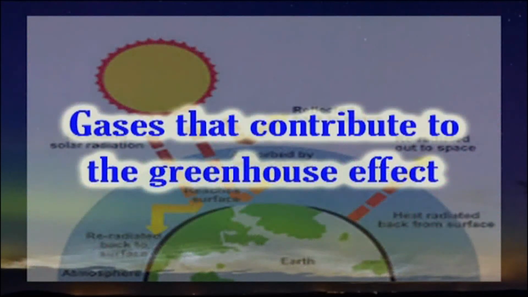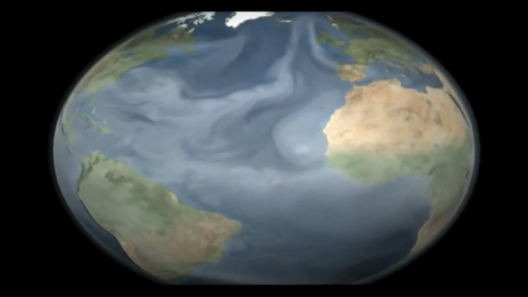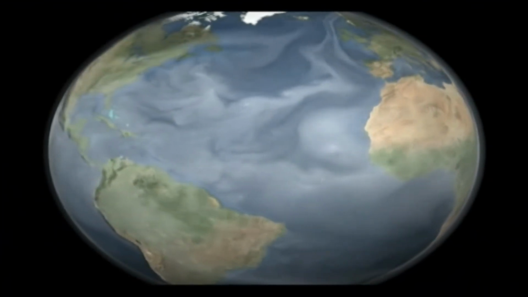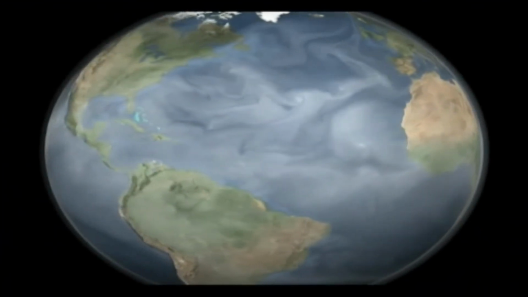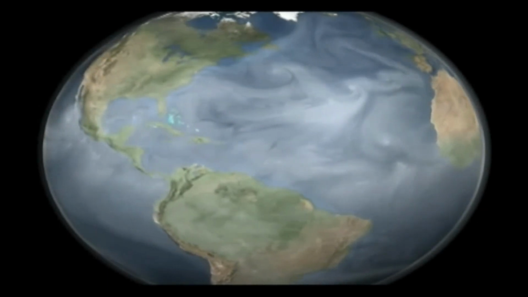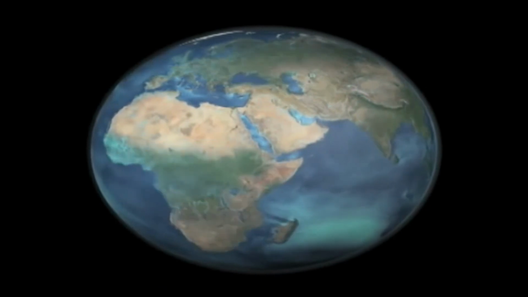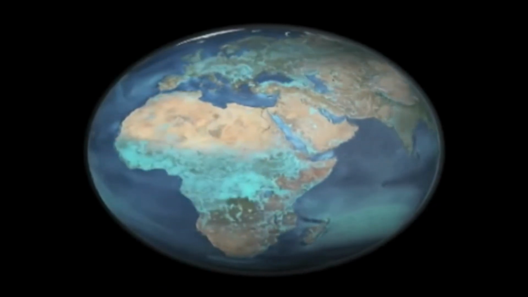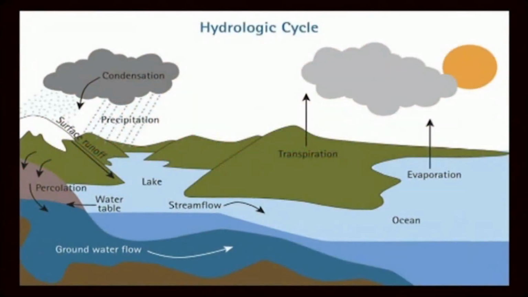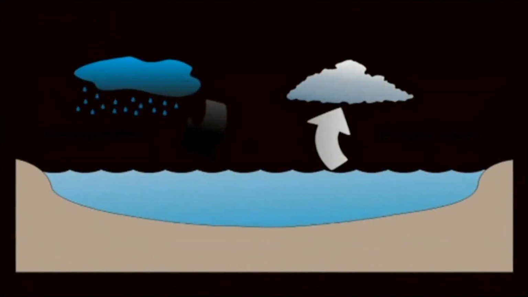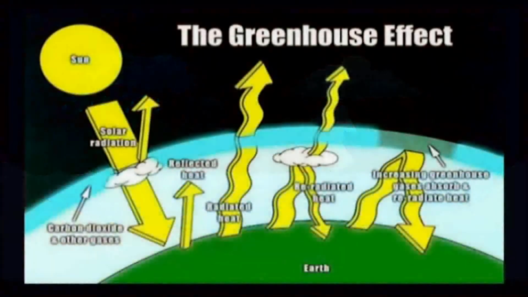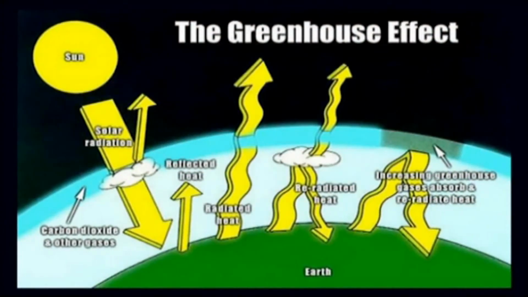Coming to gases that contribute to the greenhouse effect, we have water vapor, the most abundant greenhouse gas, but importantly, it acts as a feedback to the climate. Water vapor increases as the Earth's atmosphere warms, but so does the possibility of clouds and precipitation, making these some of the most important feedback mechanisms to the greenhouse effect.